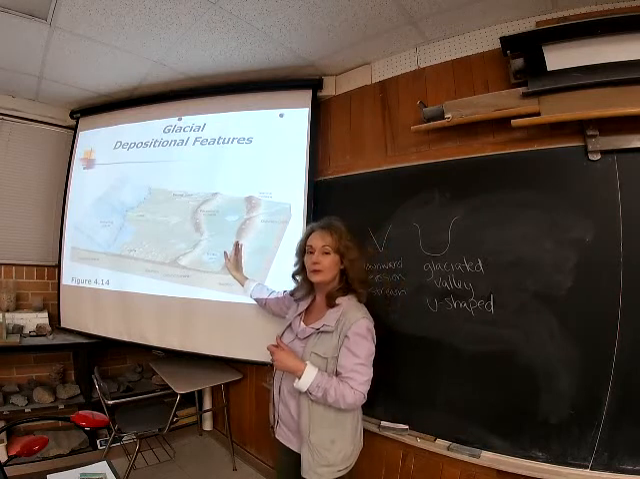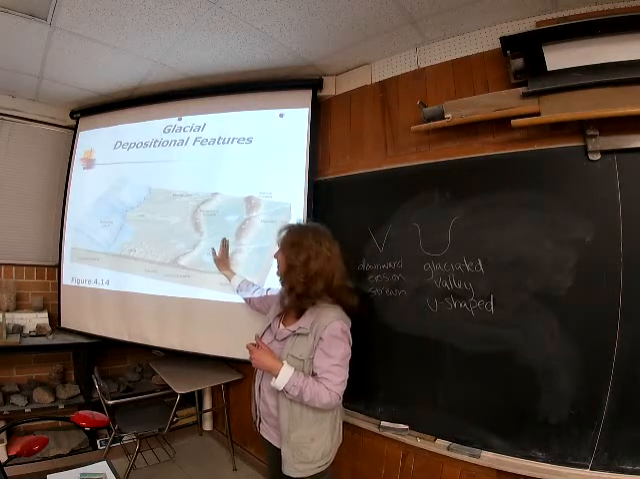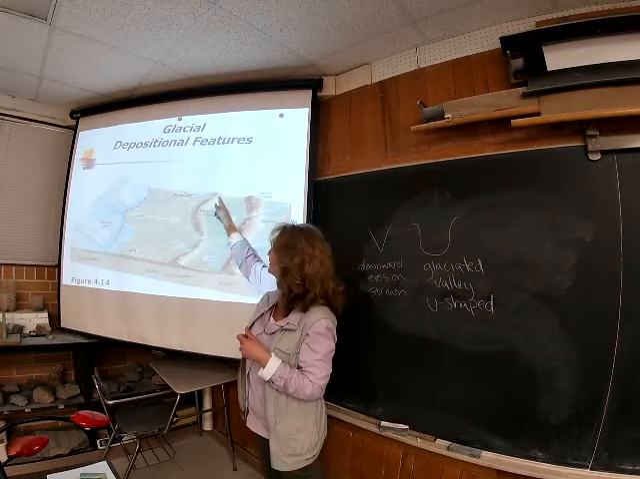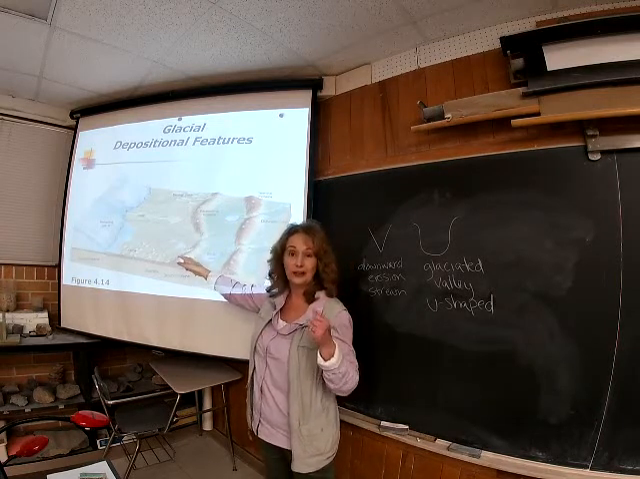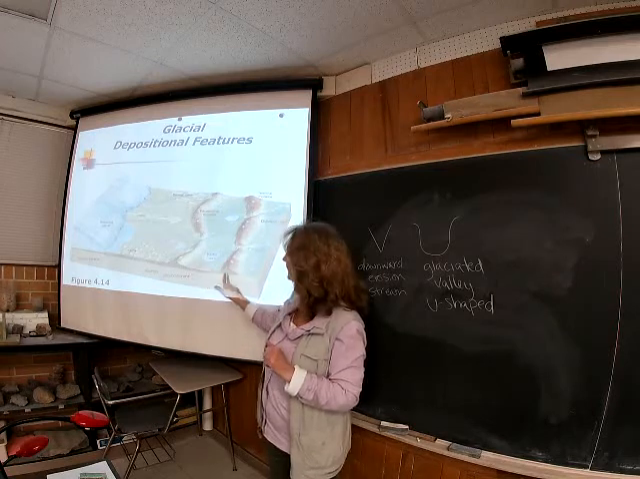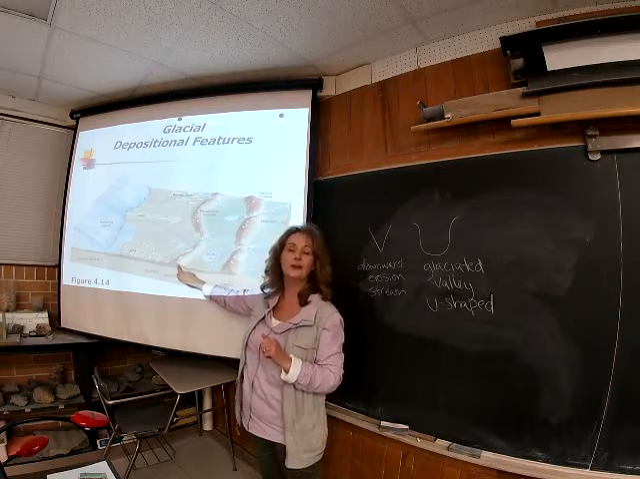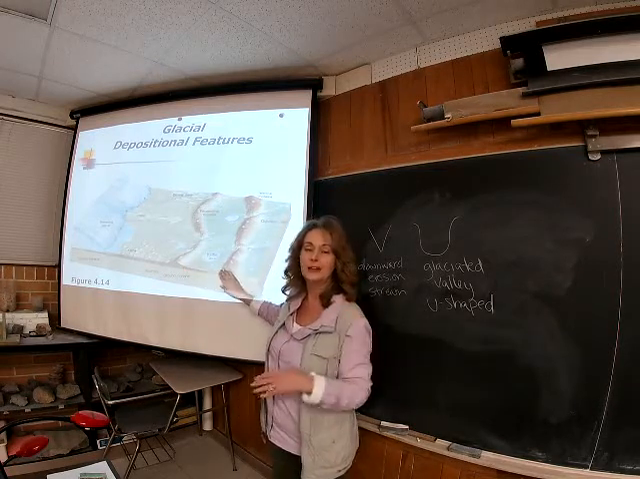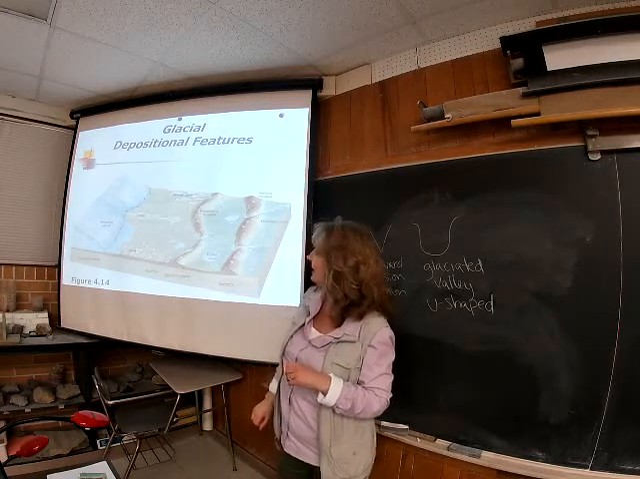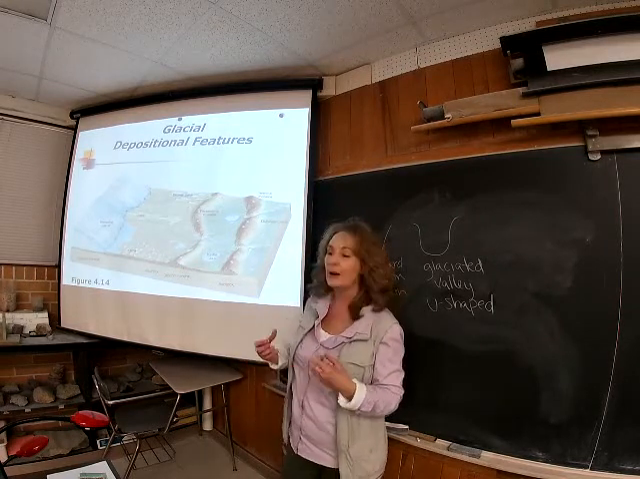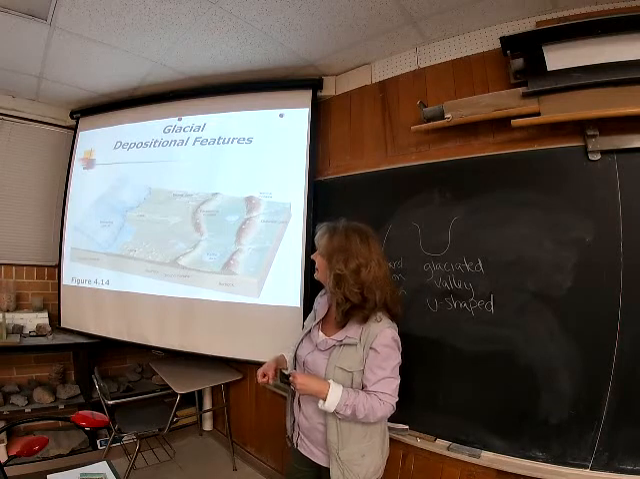Then it receded a little bit. So now here we have a recessional moraine where it laid down another ridge, right, as it was retreating. And in between here, they're calling that the ground moraine. It left behind some sediment as it went along, some of that till. So these are some of the moraines that we talk about.